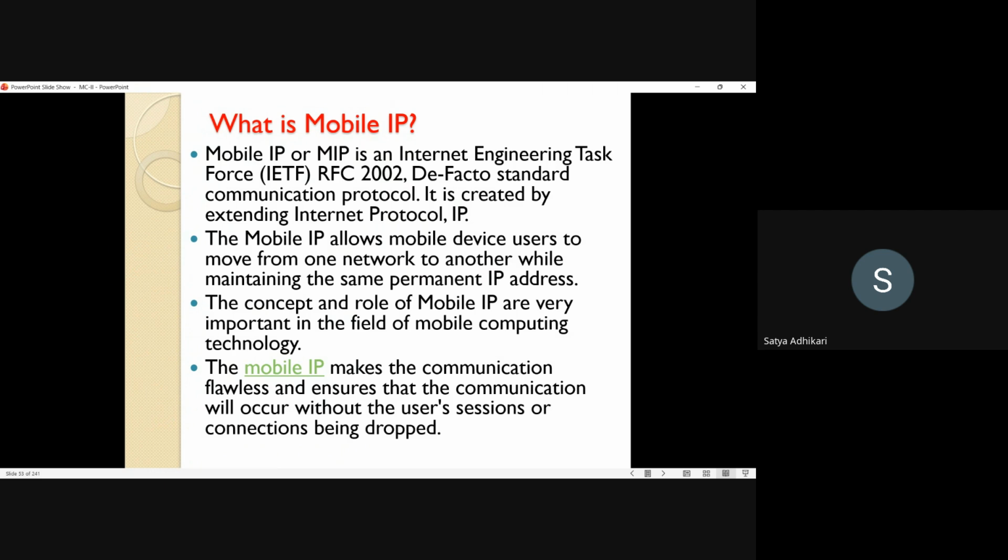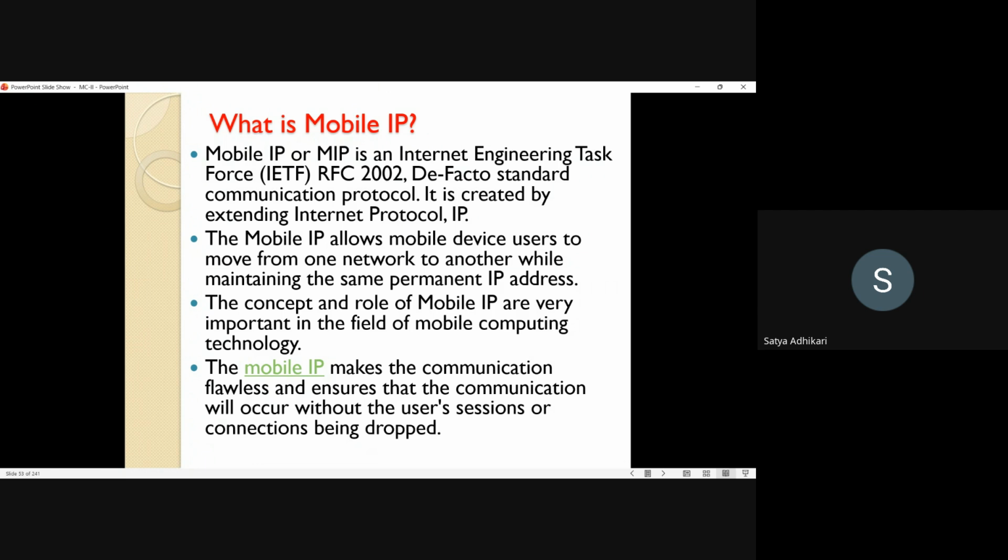It is an Internet Engineering Task Force, IETF, RFC 2002 de facto standard communication protocol. So it is a communication protocol. It is created by extending Internet Protocol IP. We know that IP is a protocol, Internet Protocol, along with TCP/IP. So it is an extended form of Internet Protocol known as MIP, and it is basically used for mobile communication.